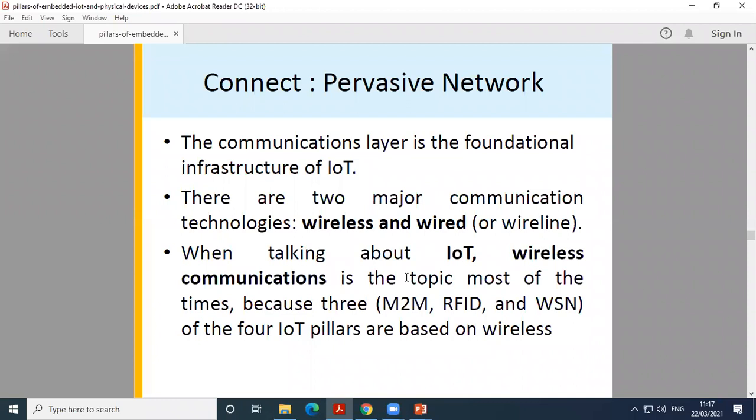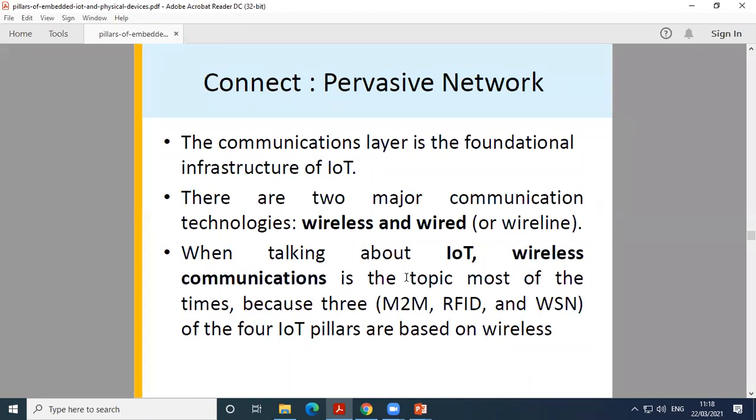and are routed independently across the network. For that, IPv4 is used to provide the addressing mode for the devices in the IoT system. Okay, and we have IPv6 as well for addressing support. And wireless communication is very important if we consider the four pillars of IoT systems based on wireless communication, that is machine to machine, WSN, RFID. Okay, these pillars are based on wireless communication.